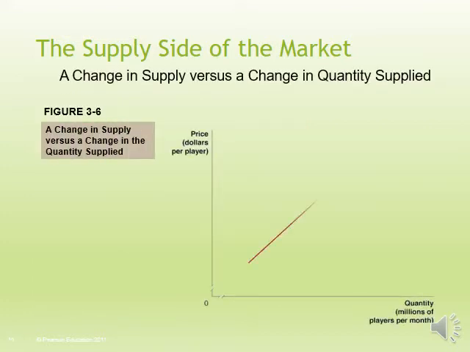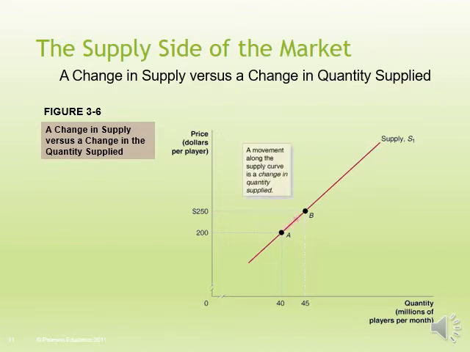So remember what we talked about in demand, that we mustn't confuse a change in demand with a change in quantity demanded. The same is true with supply and quantity supplied. A change in supply is where the whole supply curve moves, left or right. A change in the quantity supplied is a move up and down the curve.